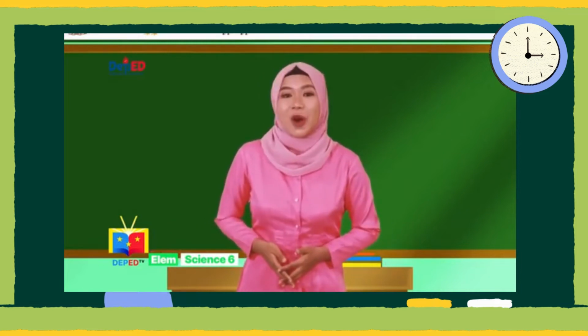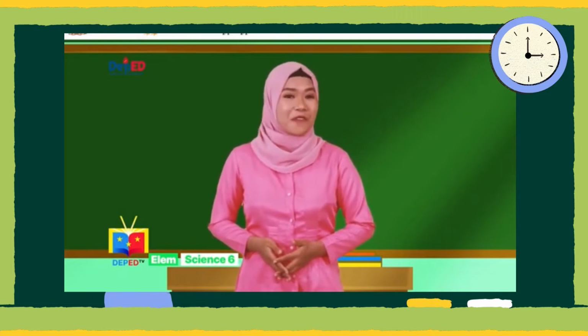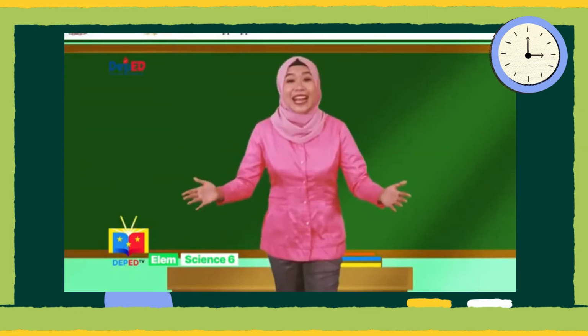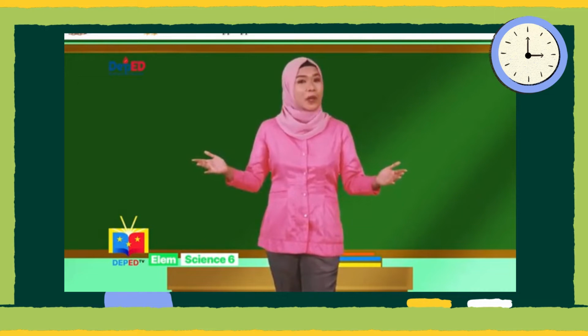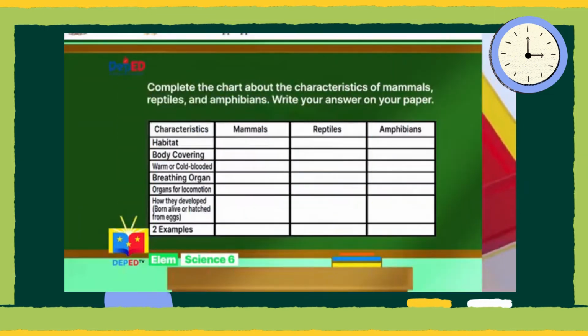There you go, science-minded learners! Those are the characteristics of the mammals, reptiles, and amphibians. Science-minded learners, let's investigate and explore. Let's do this activity to better understand our episode today. Complete the chart about the characteristics of mammals, reptiles, and amphibians. Write your answers on your paper.